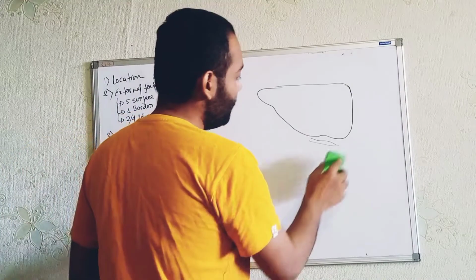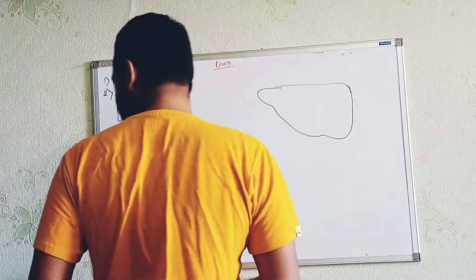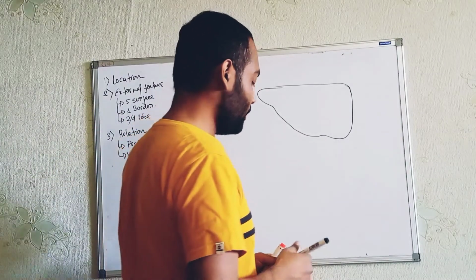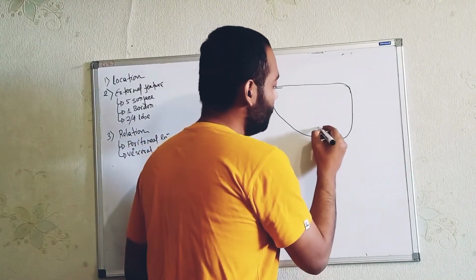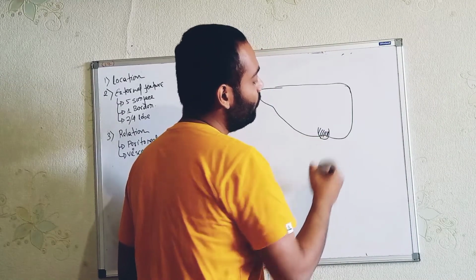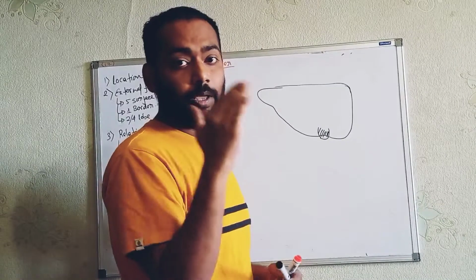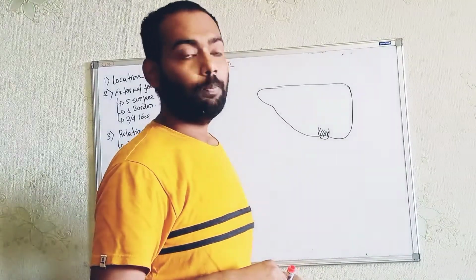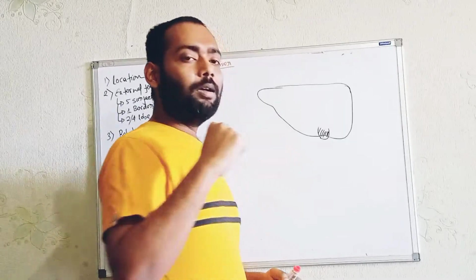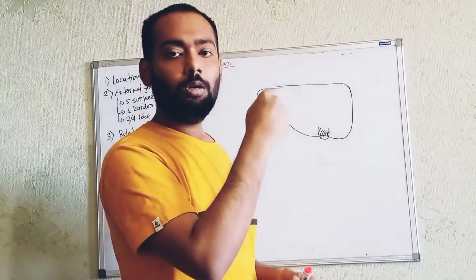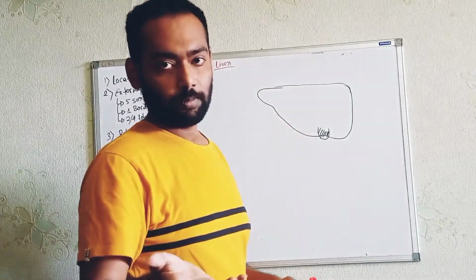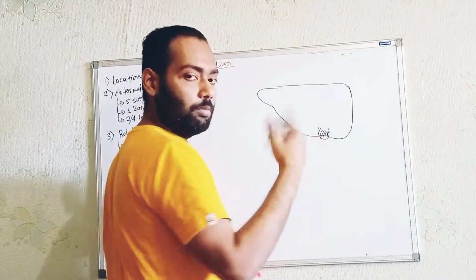Because in the inferior surface, there is the gallbladder. There is the gallbladder. And the gallbladder also has a depression on the liver. That's why I always make this little notch. That's why I'm telling you, try to draw. The more you draw, the more perfectionist you become. So draw it.